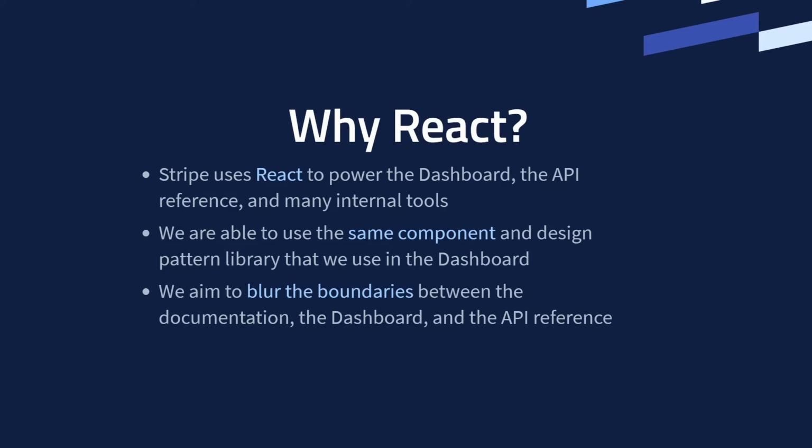So in the long run, one of the things that we're really excited about is blurring the boundaries between our documentation and the dashboard and the API reference. Being able to use the same components across all of those places will make it easier to embed functionality from one into another. So we have some ideas that we would like to pursue for embedding, for example, API reference functionality in the documentation. You might actually start to see some of that show up on our site this year. Using the same component framework across everything makes that kind of cross-pollination a lot easier for us.